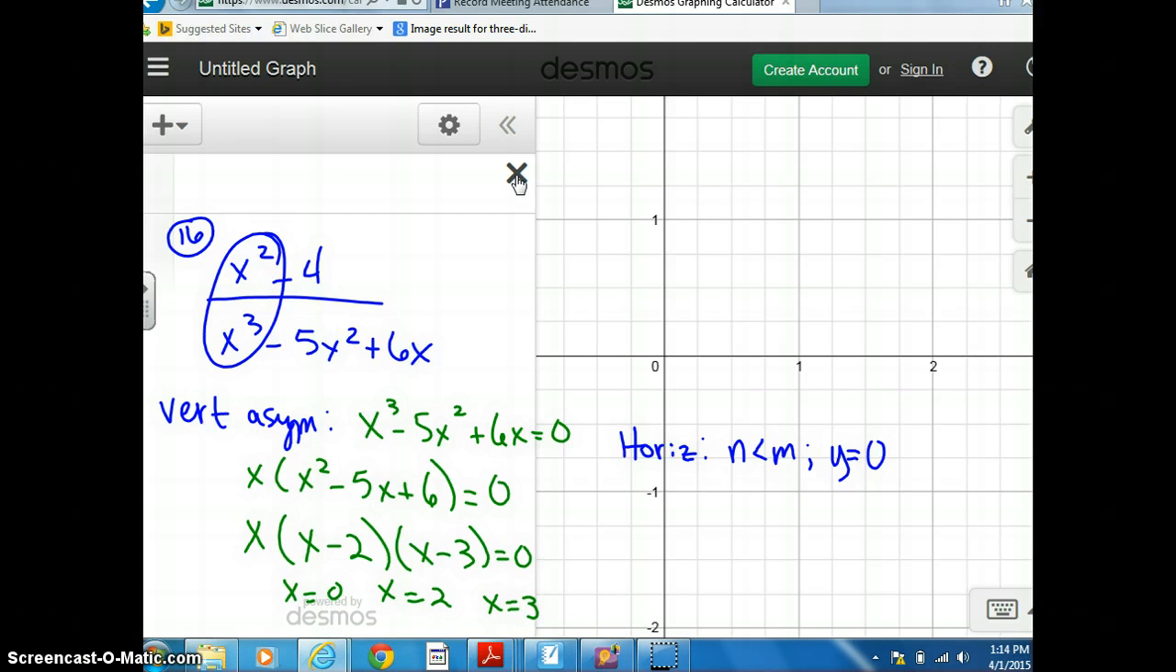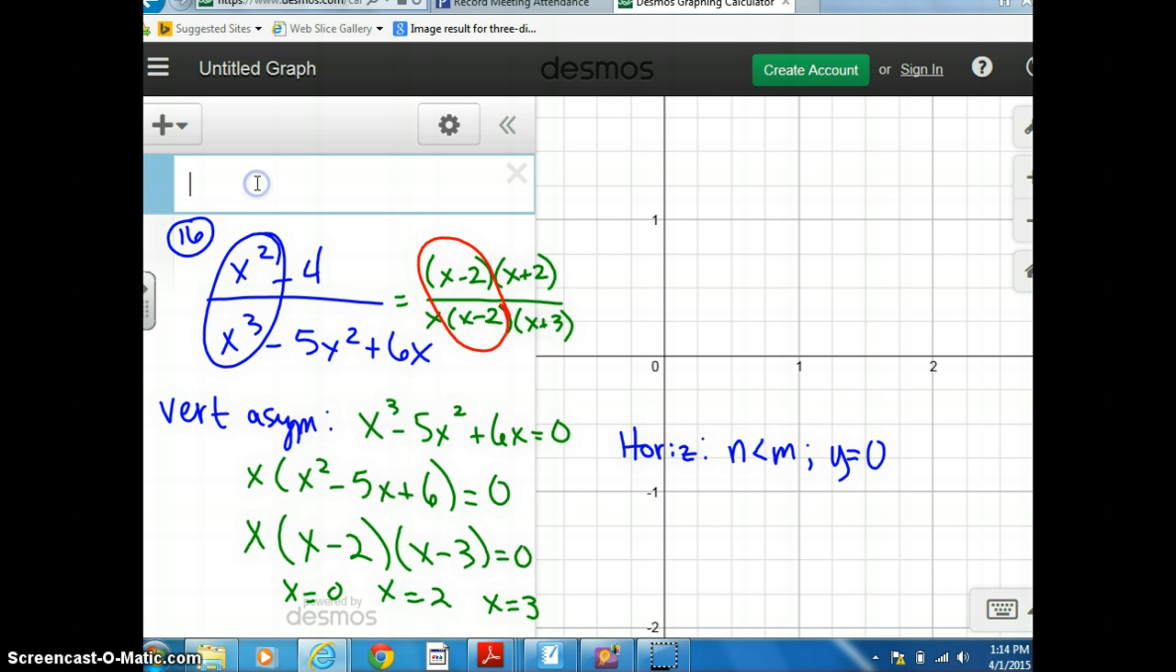Now this one's going to be kind of an interesting one, because if I were to look at the numerator and the denominator and factor them both out, this is a difference of squares, x minus 2, x plus 2 in the numerator, and the denominator is x times x minus 2 times x minus 3. What's going to happen is, at this point right here, that should be a hole in my graph. So I'm going to graph this and see what it really ends up looking like.